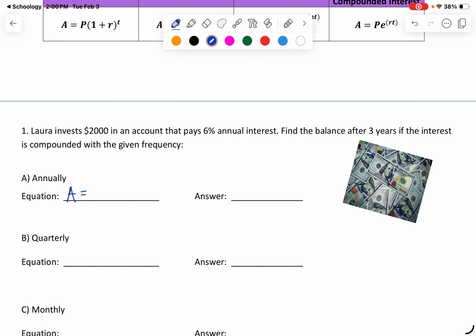So A equals 2,000 times 1, and then this is interest, so it's earning 6% to the rate times time. So 1 times the time, which is 3 years. That's my formula for that. So what I'm going to do is I'm going to do all of my equations, and then I'll get all my answers using my calculator.